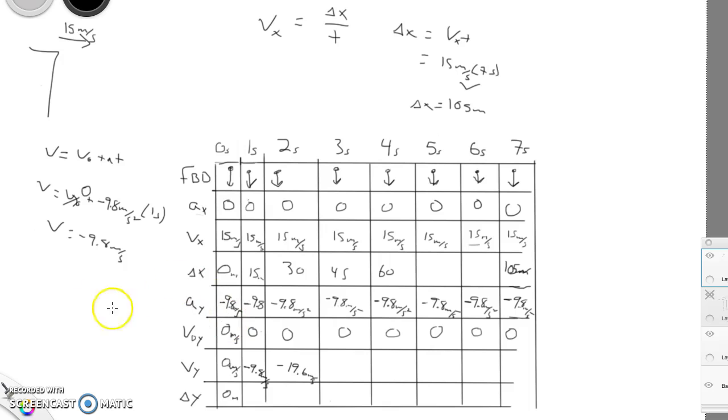Alright, we can find our displacement, delta y equals v naught t plus 1/2 a t squared. This is equal to 0. So delta y equals 1/2 times negative 9.8 times 1 second squared. Okay, that will be negative 4.9 meters after 1 second. Now I'm going to let you go ahead and fill out the rest of this table.